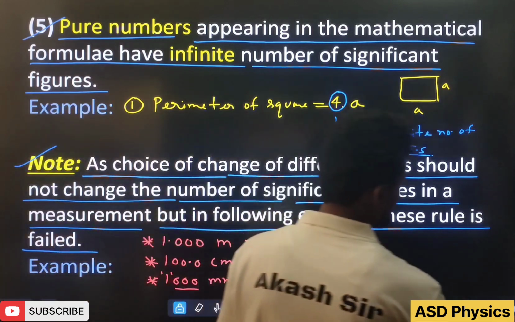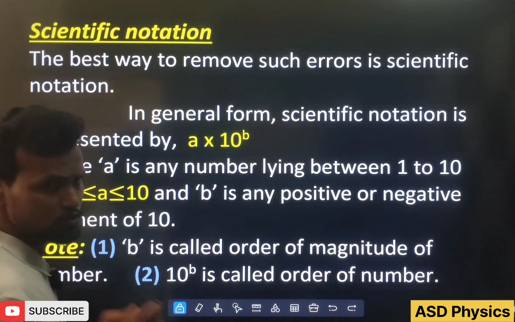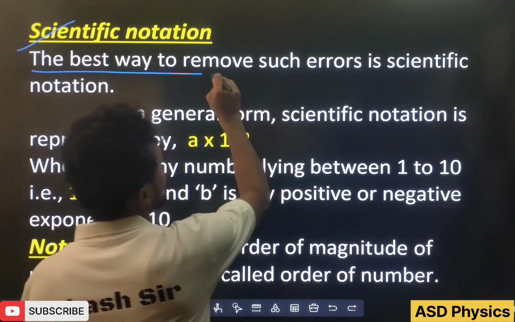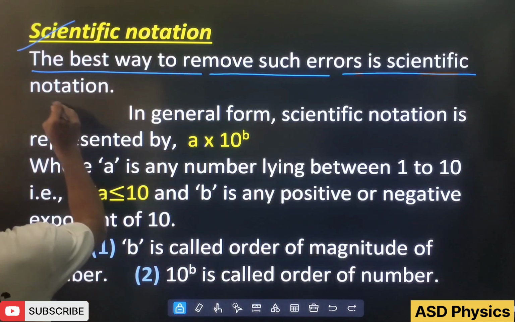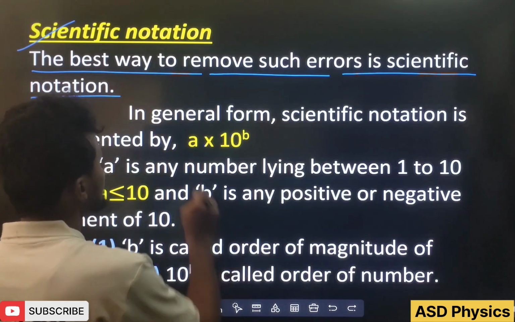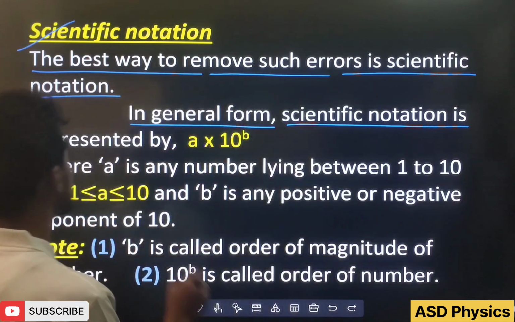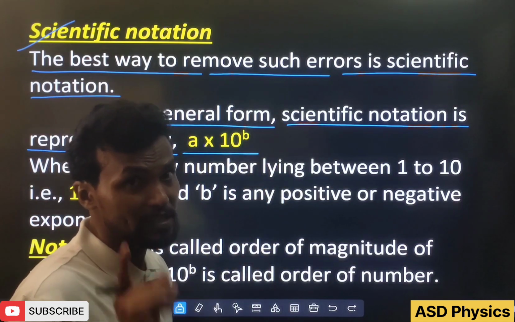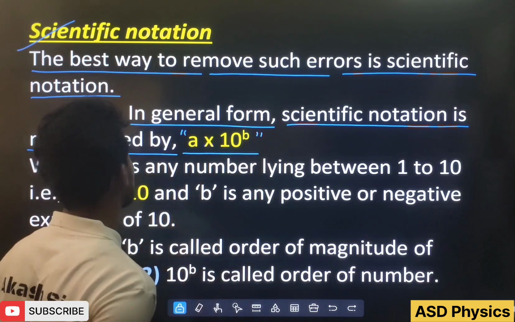Now see here, next one, scientific notation. Because the rule failed, we have to learn this. Scientific notation is the best way to remove such errors. In general form, scientific notation is represented by a into 10 to the power b. See here, very well, a into 10 power b.